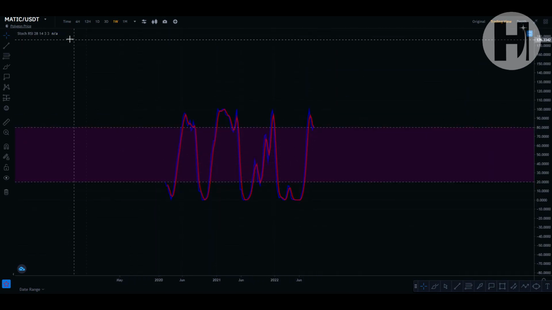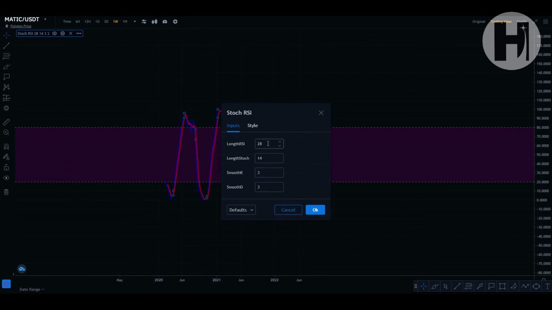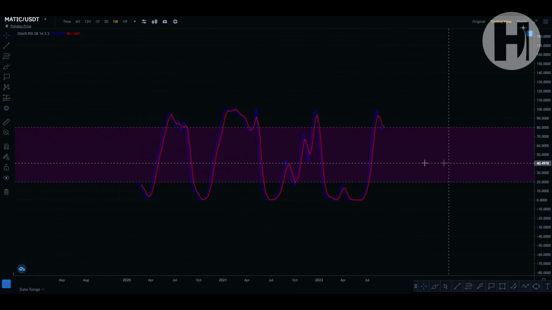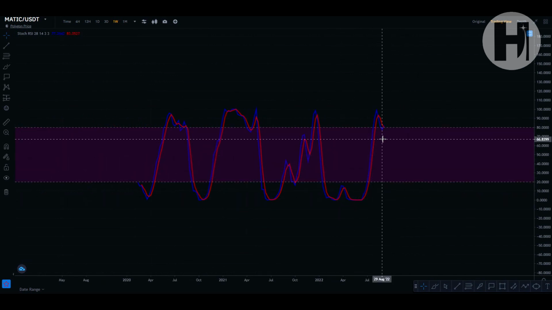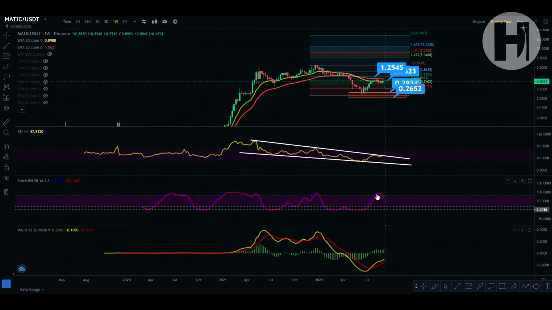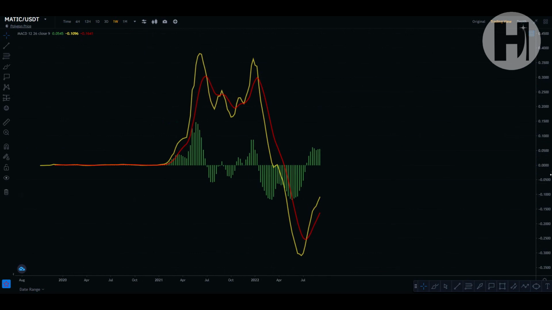The weekly stochastic is a bit overbought. We're starting to recover down. As you can see, I do have the length of the stochastic at 28 and not at 14, which is the default setting. So keep that in mind. I did that so that we could have fewer false signals, which means that we're not going to be getting overbought and oversold as quickly or as often as we would.